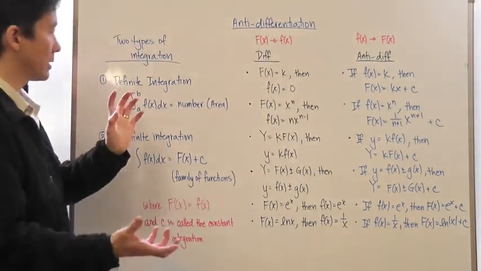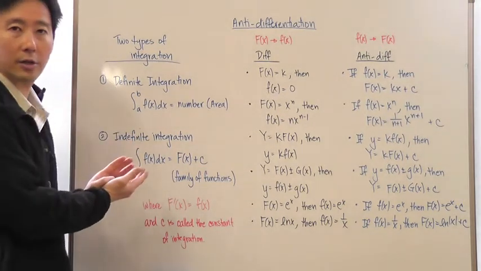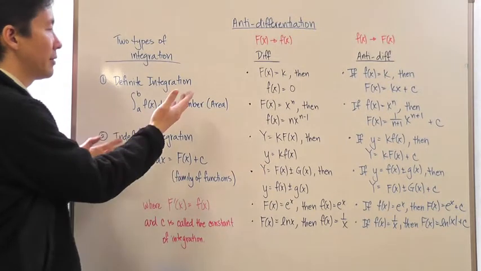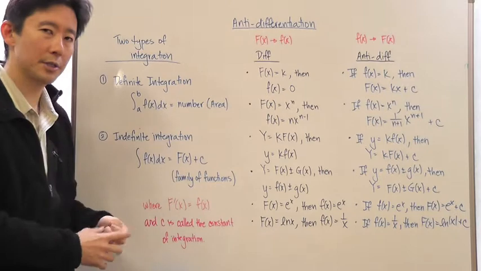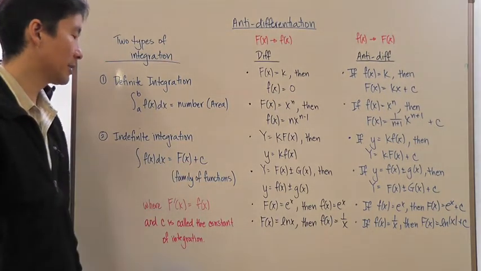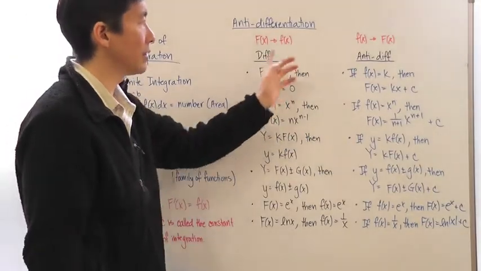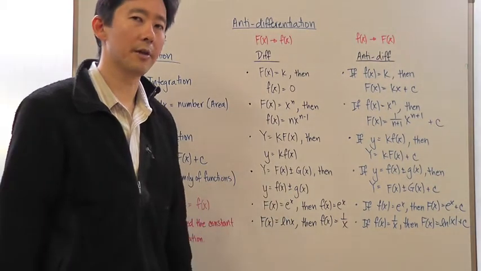So, just to summarize, two different types: definite integration, indefinite integration. They give you two different things. Definite integration gives you the area. Indefinite integration gives you a family of functions with the c as the constant of integration. And there's the relationship there to show you that differentiation and anti-differentiation are inverse properties of each other.